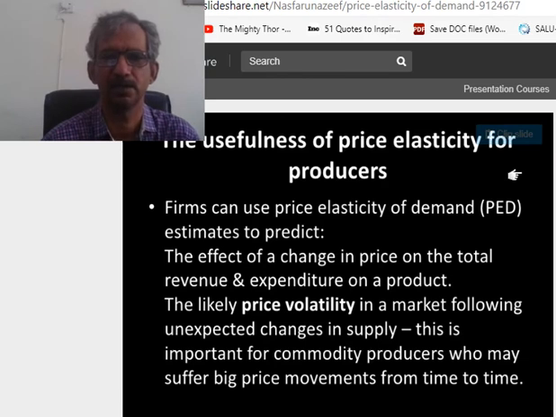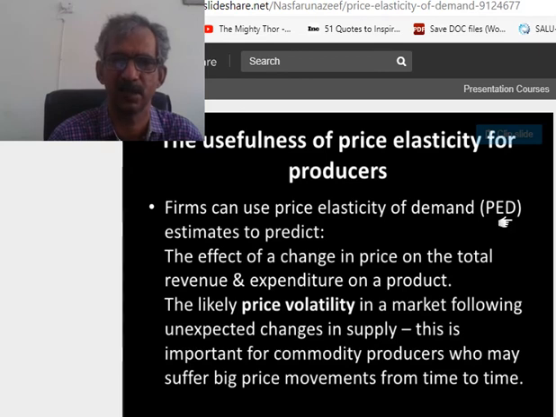The usefulness of the price elasticity of demand for the producers. Firms can use price elasticity of demand estimates to predict whether to increase or decrease the price. If they increase the price, what will be the response of the people, and vice versa. The effect of a change in price on the total revenue and expenditure on a product. It helps producers understand the impact on their revenue when they change the price.